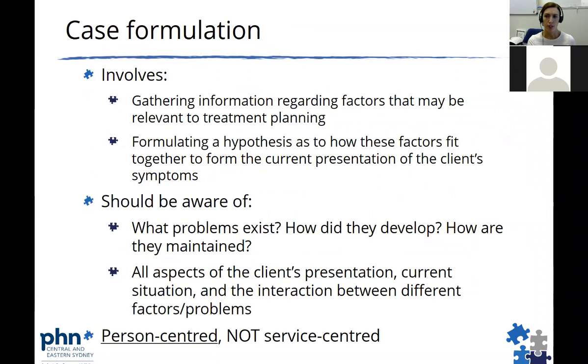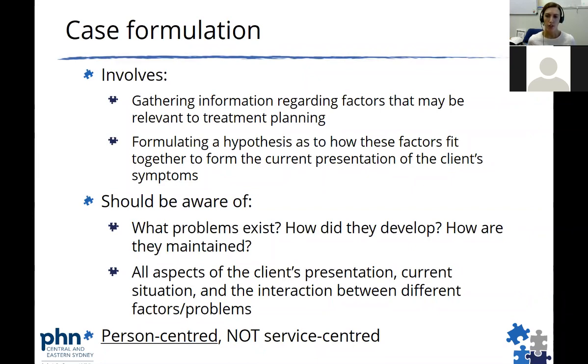The process of case formulation involves gathering information regarding factors which may be relevant to treatment planning, and then formulating a hypothesis of how all of these factors fit together to form the current presentation of the client's symptoms. So after developing a case formulation, the health worker should be aware of what problems exist, how they developed, and how they're maintained, as well as other aspects of the client's presentation, their current situation, and the interaction between these different factors and problems. And then this information is the first step to devising and then later revising the client's treatment plan.